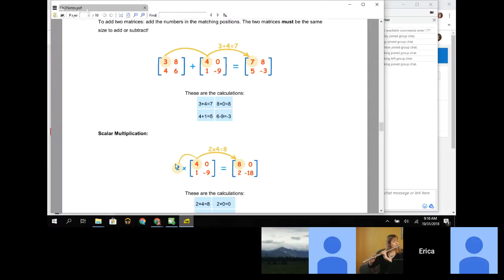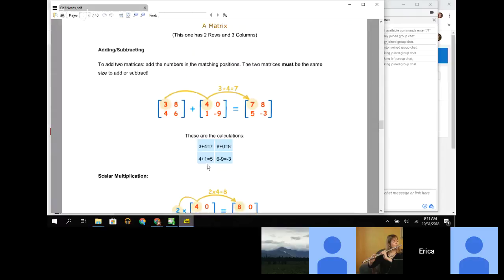That's when we have a number out front. And that just basically means that we multiply every term in our matrix by that number. And so if we have a 2 by 2 matrix multiplied by, like this is the number 2, but it could be any number, it could be 10, then our result is another 2 by 2 matrix.